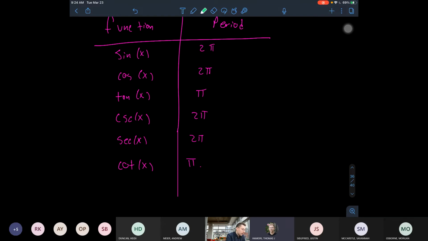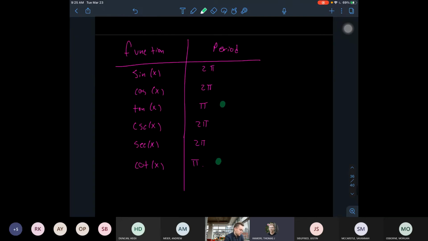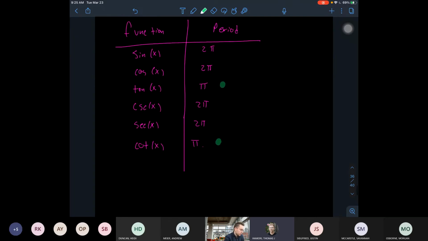Okay, so there's only 2 real outliers here. It's tangent and cotangent. Those are the pi periodic ones. And those are because we have that ASTC relationship where it's alternating every quadrant rather than every half of the entire coordinate plane. I don't know what you call that. Half space, maybe. Okay.